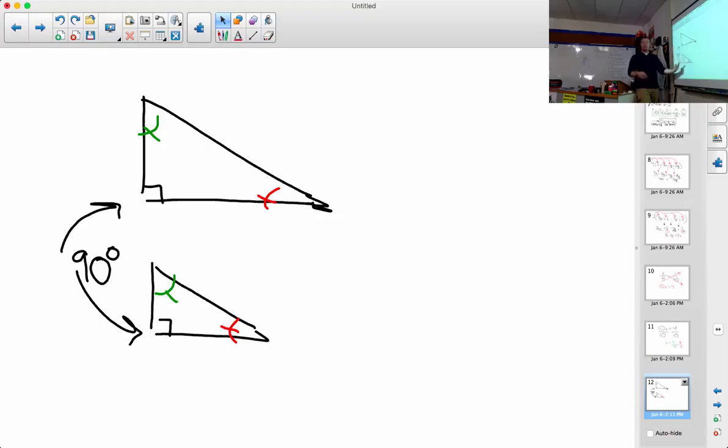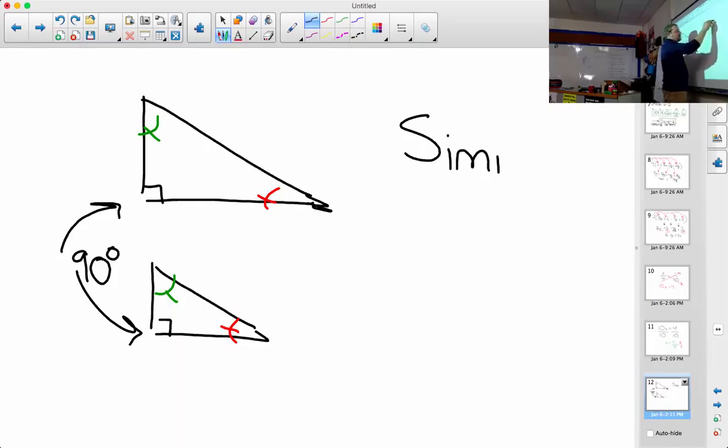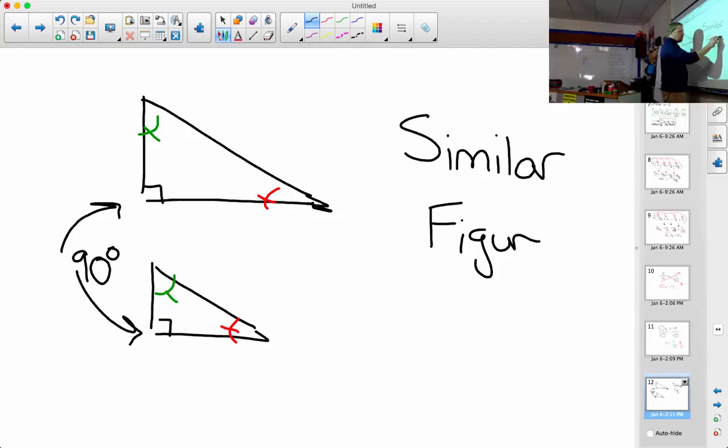We have a bigger triangle and a smaller triangle. If they have the same angles inside, they're what you call similar. We would call these 2 things similar figures. Okay, so what do they need in order to be similar? What do they have to have? The same angles. If they have the same angles, they're similar.